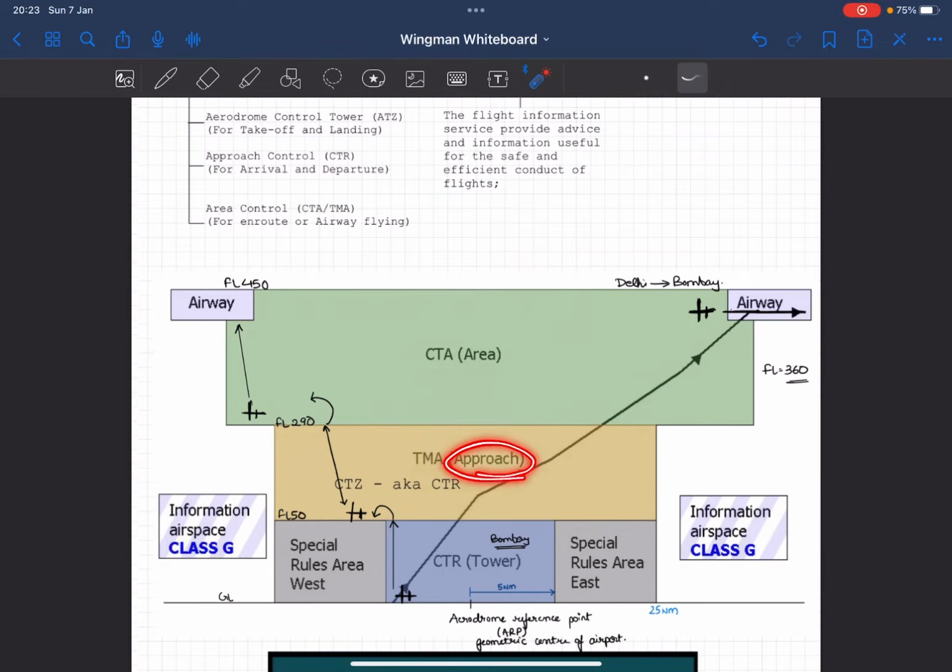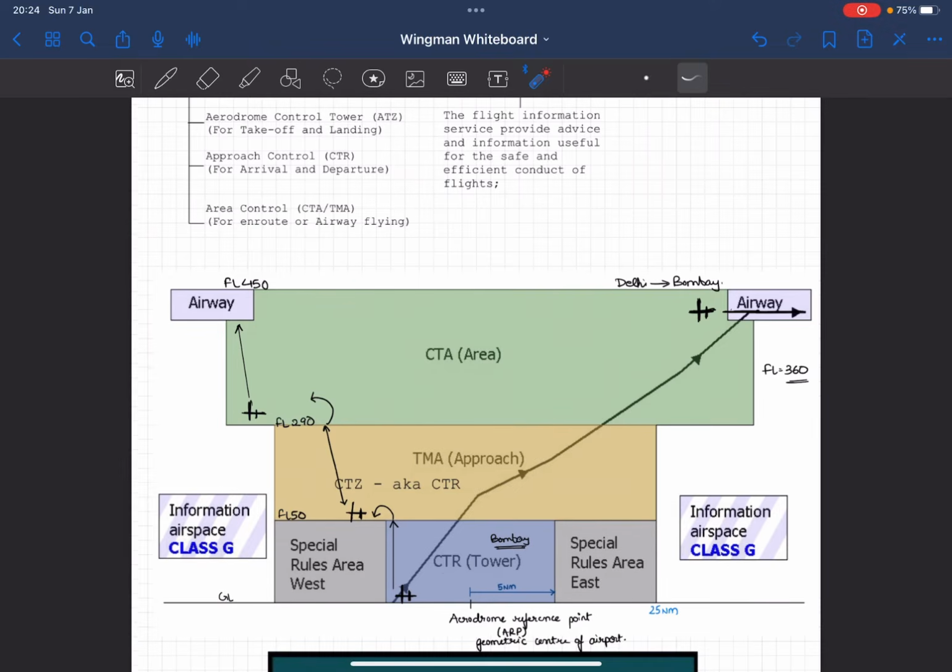That's why it's approach, right? How will you make that approach? They will guide you in a way so that you can come all the way close to the aerodrome. From the airway, you've descended down now, but you're still high. You're still at flight level 290. So they'll get you even closer to the aerodrome. They'll probably put you in a holding pattern.